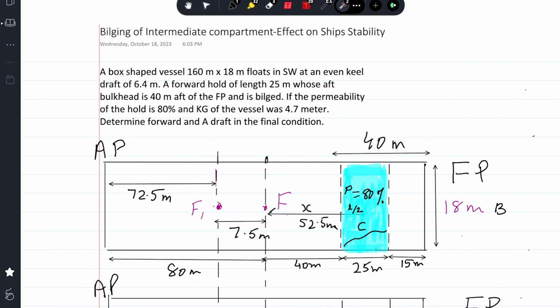Hi everyone, this video is about problems on building. As we know, there are three kinds of building questions: midship compartments, end compartments, intermediate compartments. So this one is on intermediate compartments. It's a past paper from MMD. So let's see how the question is.